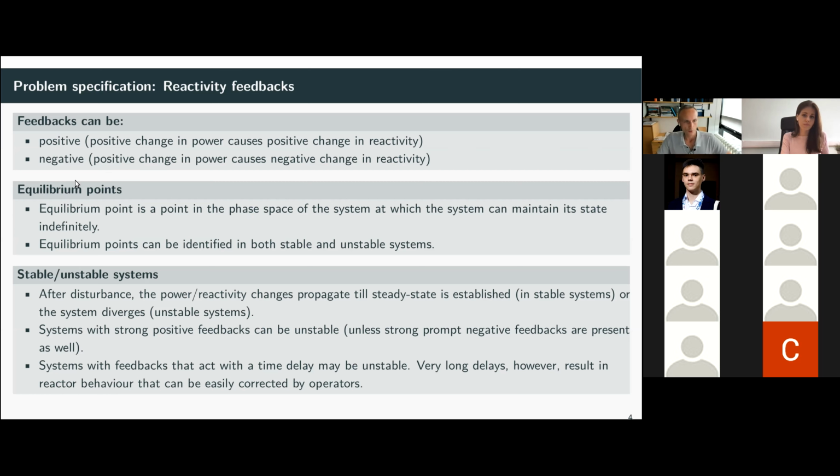All right, so let's define equilibrium points. It is basically a point in the phase space of the system, a set of conditions in the reactor at which the reactor can maintain a steady power over time. Now, mathematically, you can locate equilibrium points, or we can call them steady state conditions, in any reactor, irrespective of whether the reactor is stable or not.